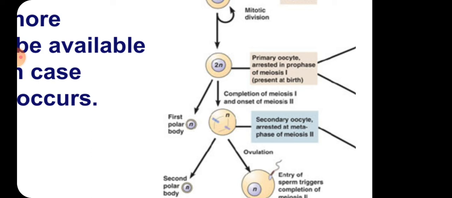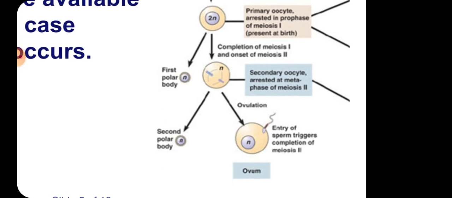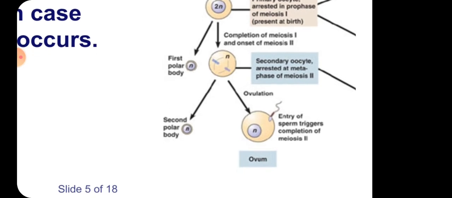As you can see, it's written n, that is haploid chromosomes. Now, this secondary oocyte, through ovulation, grows into a full mature ovum, which is ready to be fertilized by the sperm. And a second polar body results in this division of metaphase of meiosis second, and a full functional ovum is formed.